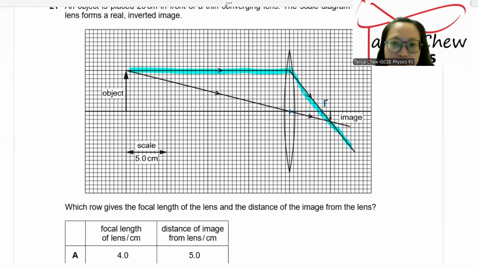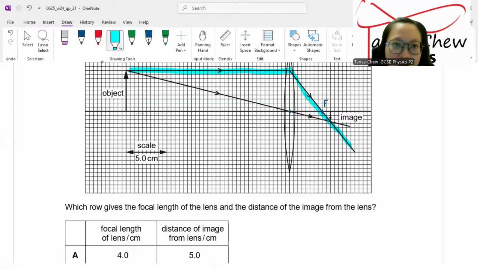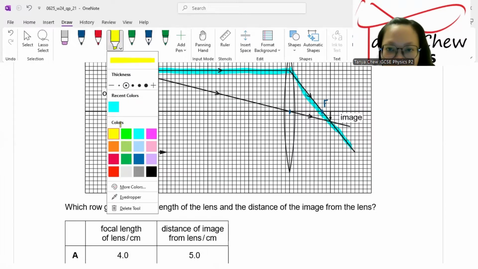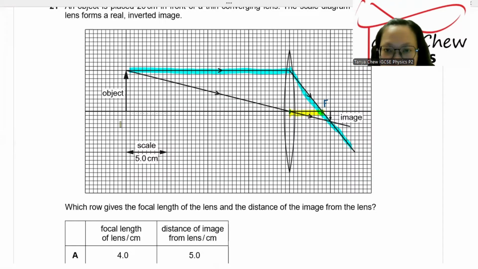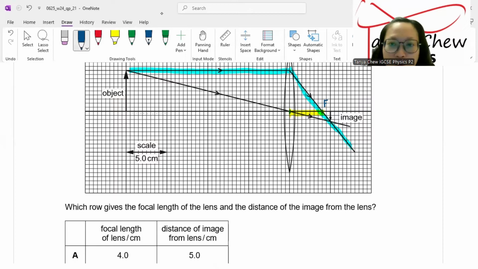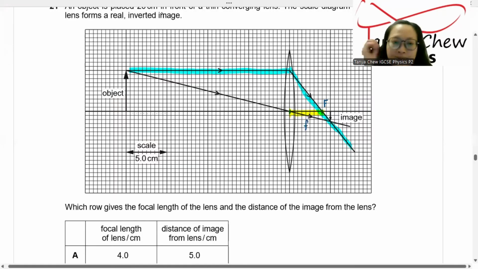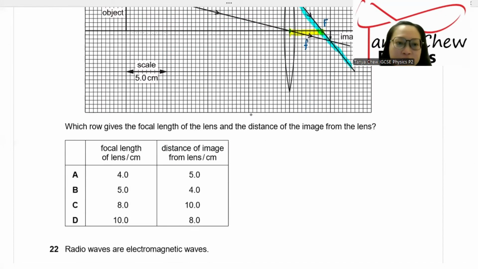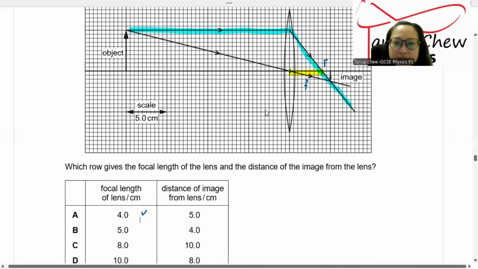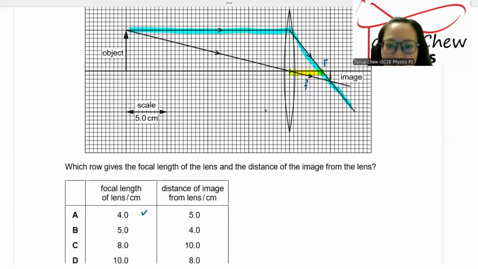So the distance between the center of the lens, I am going to use a different highlighter so that you can see it, from the center of the lens to the principal focus, that is what we call focal length. So focal length seems to be less than 5 cm, so I will take 4 cm. And the distance of the image from the lens has to be measured from the center to where the image is being formed. So 10 small boxes, which represents 5 cm. Therefore, A is the answer.